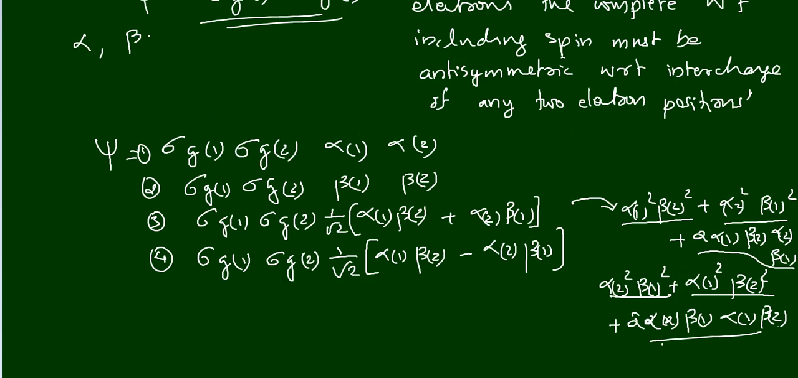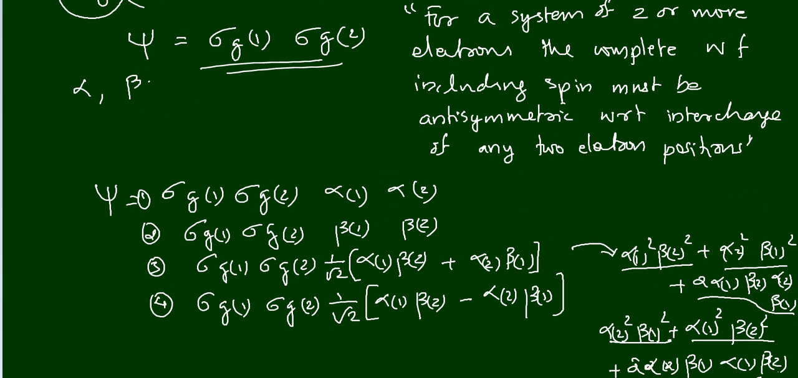And the Pauli exclusion principle says that for a system of two or more electrons, the complete wave function, including the spin, must be anti-symmetric with respect to interchange of any two electron positions. Means when you are interchanging the electron positions between the spin orbitals, then it should be anti-symmetric. Means when you are exchanging between 1 and 2, whatever the function is before exchange should be the negative of the function after exchange.